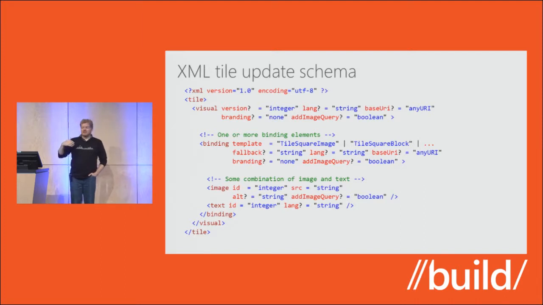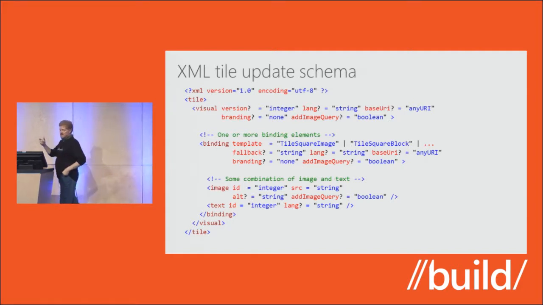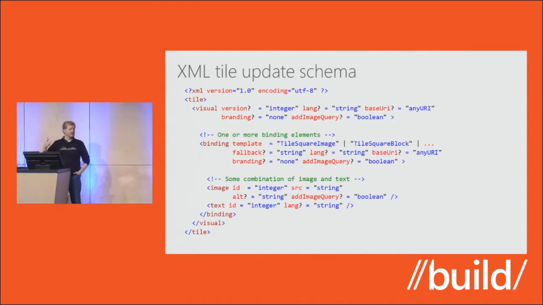An update can actually include both square and wide tiles within one payload, and typically when you issue a tile update you want to include both because the user can switch between tile sizes at any time they want. So if you only issued a wide tile update and they're on the square tile, nothing shows up. If you only issued a square tile update and the user is on a wide tile, nothing shows up. So you want to issue both at the same time. Typically you'll have two different binding elements inside the visual element, each of which identifies, as you can see, a template.